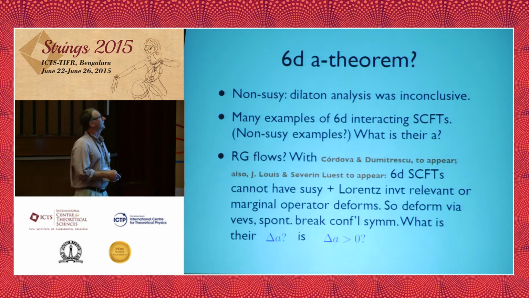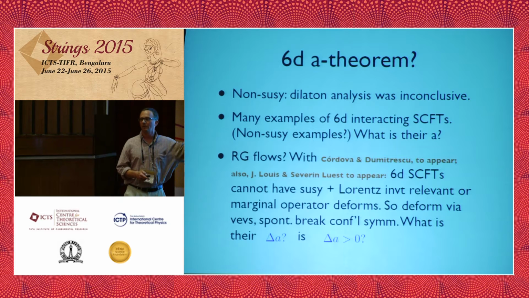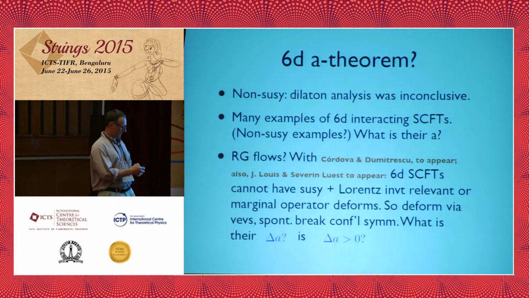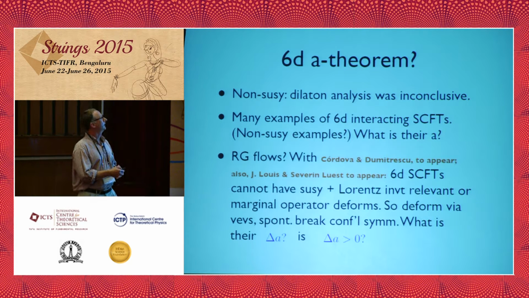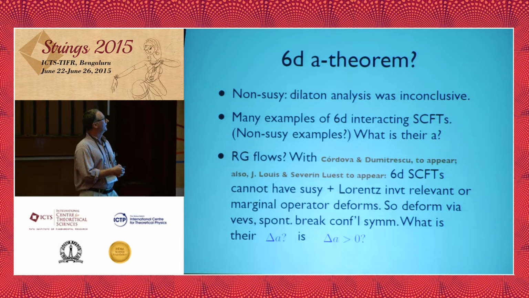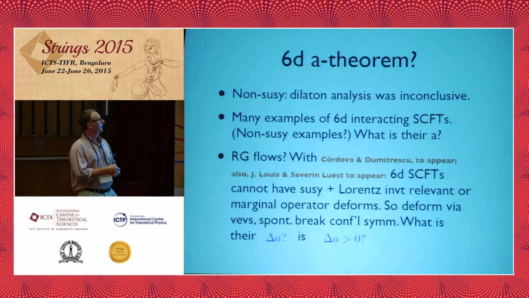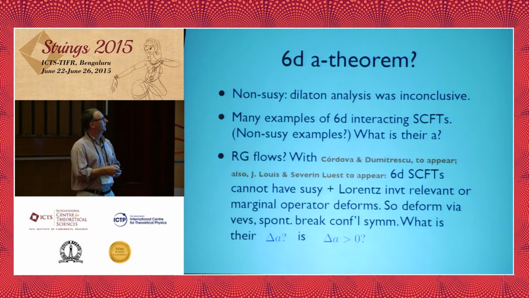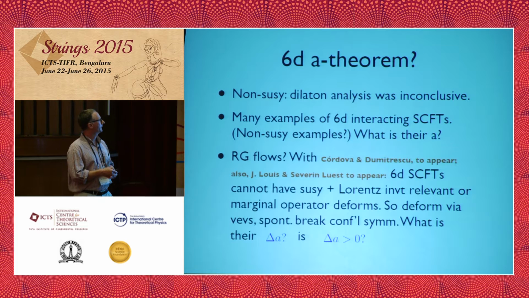Now we could ask about the six-dimensional version of the a-theorem. The topic of the talk will be in six dimensions. In the non-supersymmetric case, as I'll review, the dilaton analysis was inconclusive. On the other hand, as we heard also in the earlier talks, there are many examples of six-dimensional interacting superconformal field theories. It's not known whether or not there are non-supersymmetric well-defined examples. And so we can ask, what is the A for these many different theories?